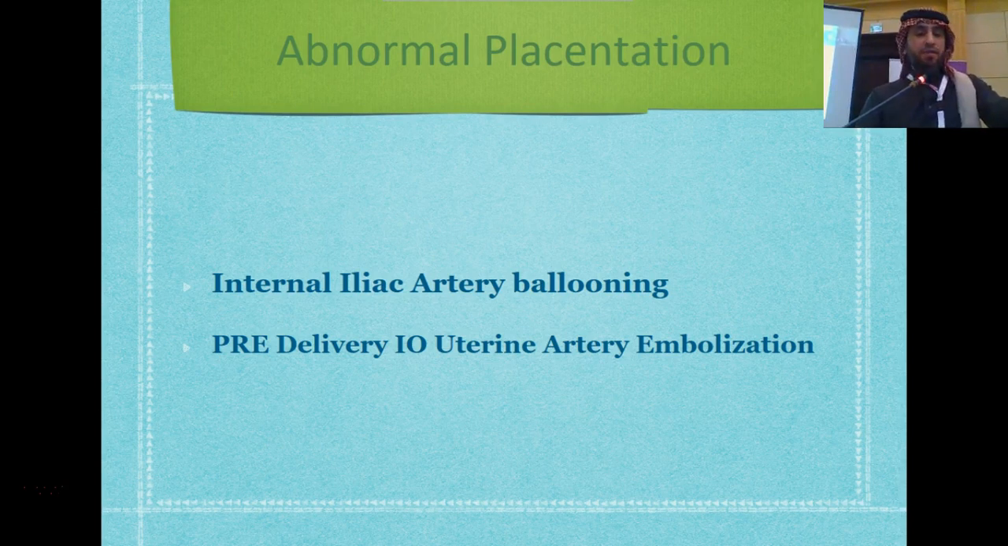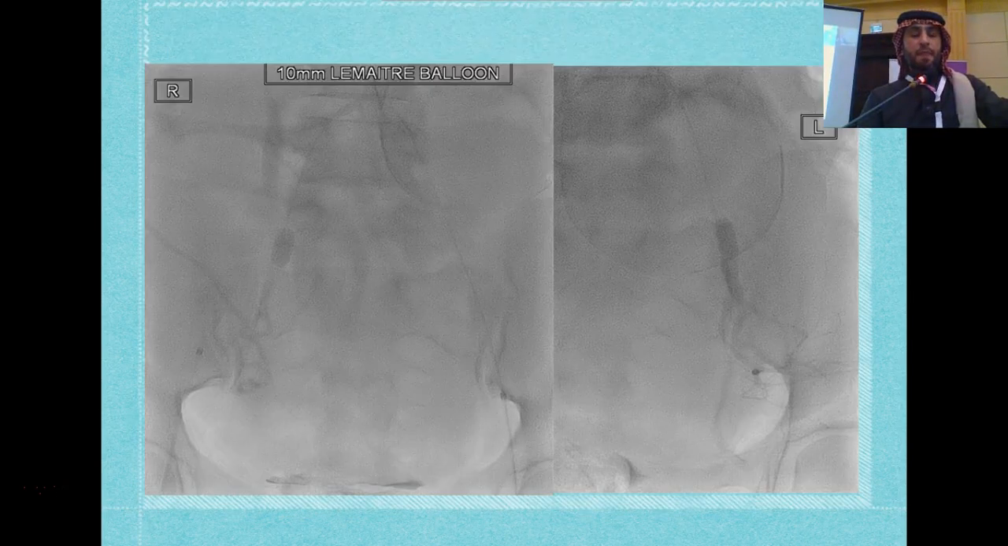The other interesting concept, which came up in a few papers in the literature, is pre-delivery intraoperative uterine artery embolization, just before delivery. This is one of our cases. What we do is puncture both sides of the common femoral, and then we go immediately. Because this is a different concept now, there is a baby inside.